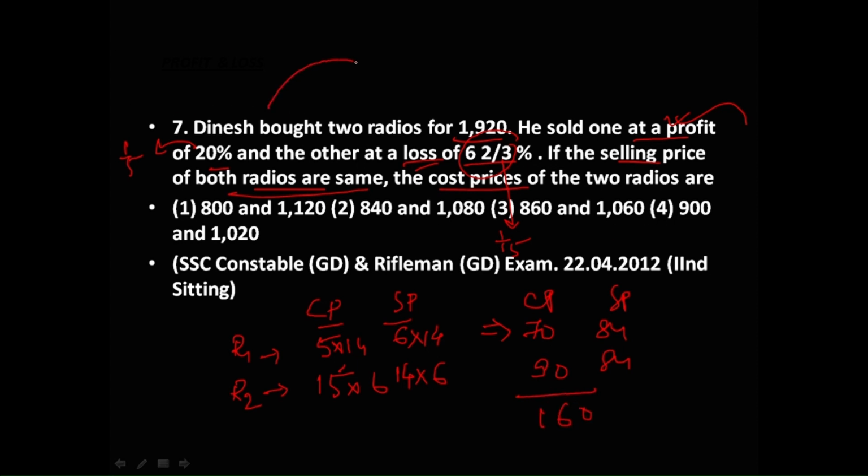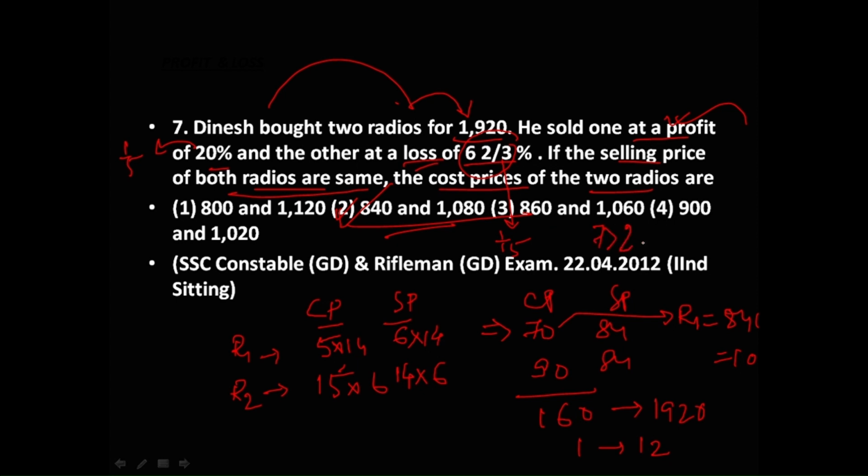And Dinesh bought 2 radios for 1920. So the value of 160 is 1920, right? So 1 is 12. So we have to get the cost price of the 2 radios. CP is 70, so the first radio's price is 12 into 70 equals 840. And the next one is 1080. So it's option 2. Option 2 will be the right answer. So question 7 is option 2. Clear?